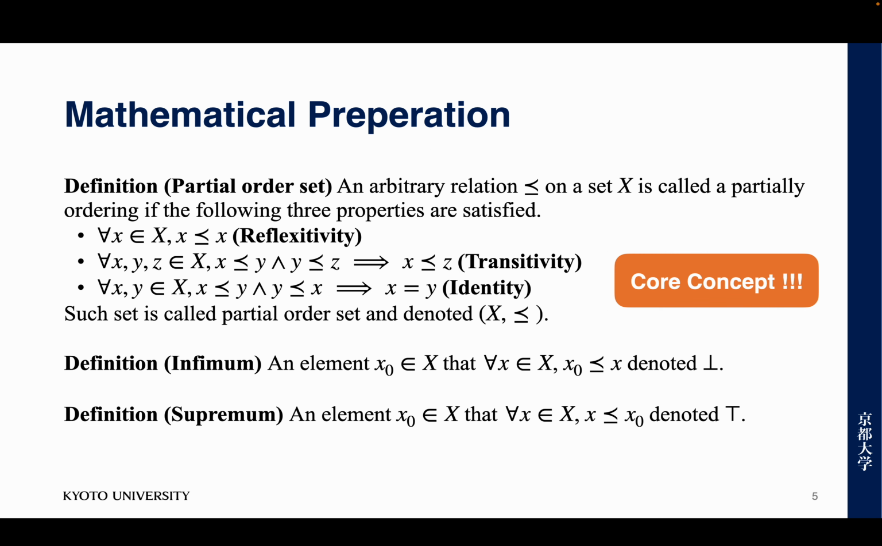Further, since we don't want to go too detailed, let's introduce infimum and supremum. Infimum is basically similar to the minimum element in a number set, in that it is smaller or equal to every other element in the set, whereas for supremum, every other element in the set should be smaller or equal to it.